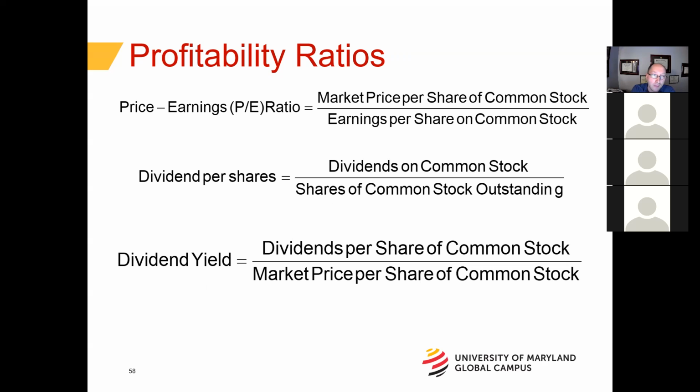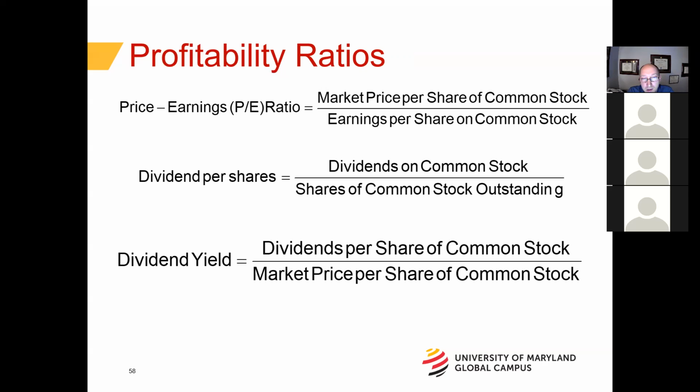A few more. Price per earning, PE ratio. You'll typically hear this, this is more finance stuff, but it's good to know. Take your market price per share of common stock divided by earnings per share of common stock. Market price per share of common stock, you'll be able to find that at the close of the trading day. That's the stock symbol, yeah. Divided by earnings per share of common stock.